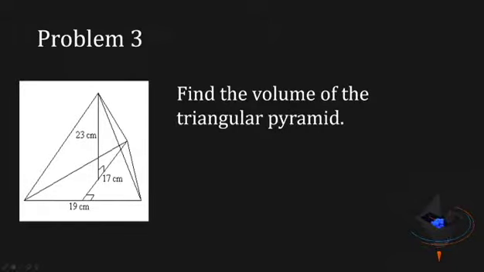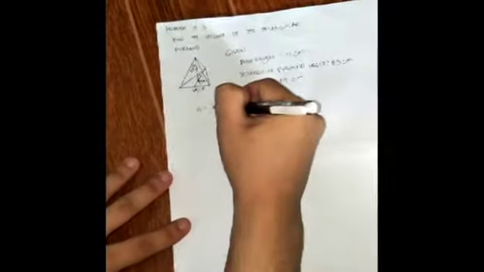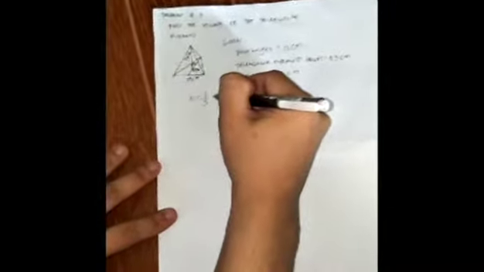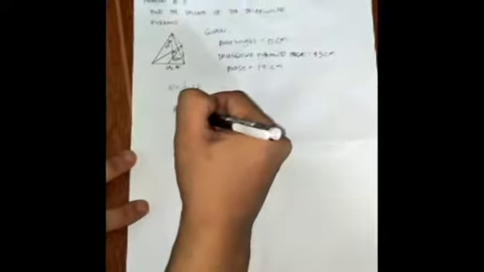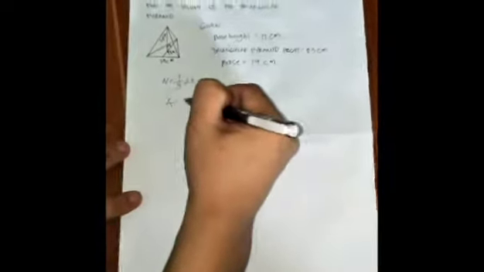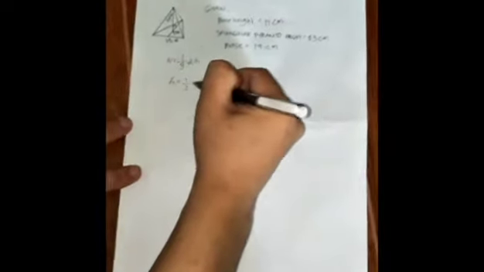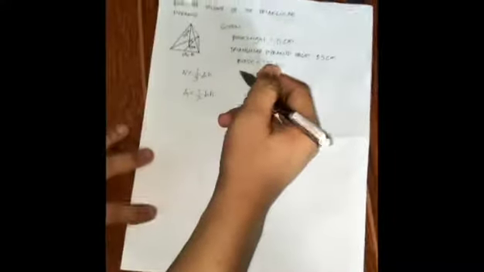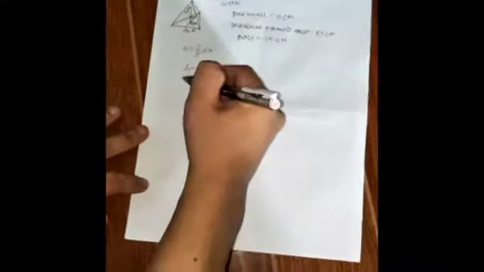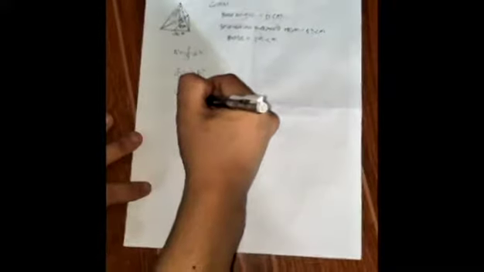Find the volume of the triangular pyramid with the given base height of 17 centimeters, triangular pyramid height of 23 centimeters, and the base of 19 centimeters. For equation 1, we have the volume equals 1/3 times the base area times height. And for equation 2, we have the area equals 1/2 times base times height. The smaller h indicates the base height and the larger h indicates the triangular pyramid height.